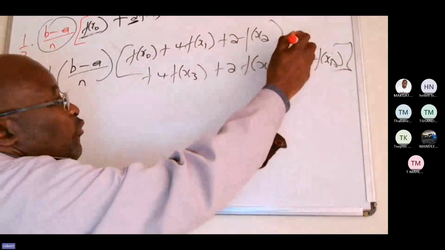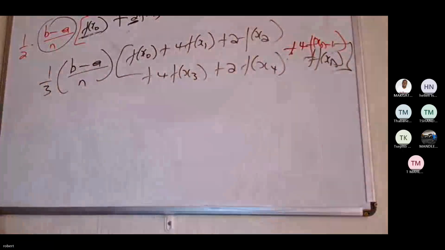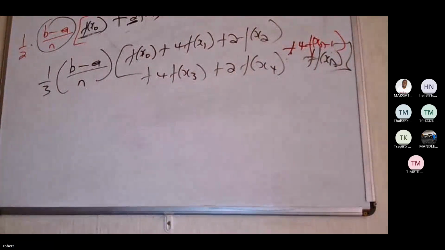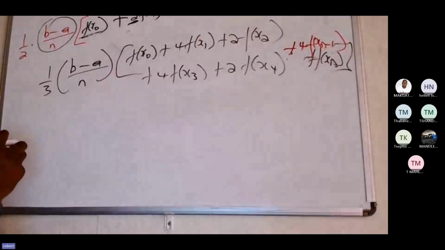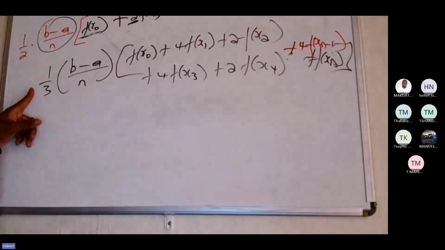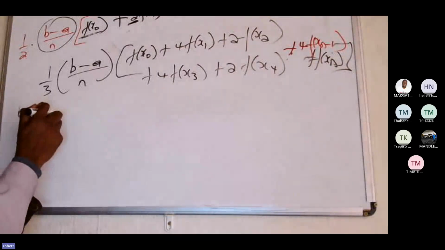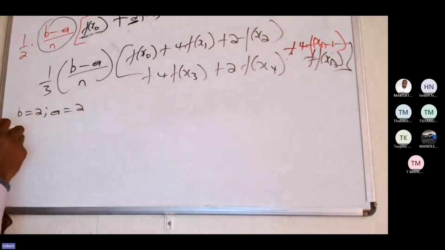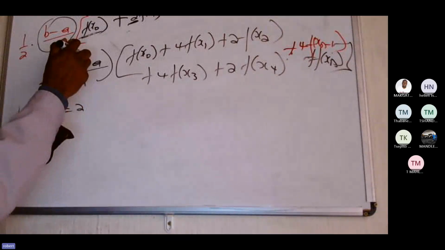Before this one, it must be 4 f of xn minus 1. That's all. The same story. You can just look at the very same question using this rule. It will now be what? Don't forget, this has got 1/3. What is n again? B is how much? We have said it's 2. What is A? A is 0. Therefore, what is the length of each?